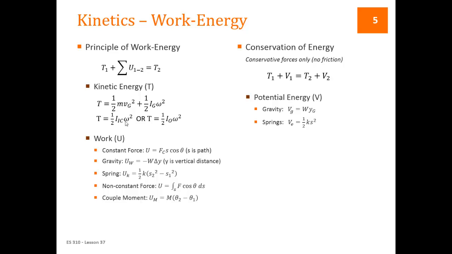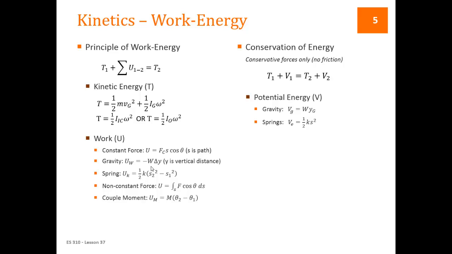The work part of this is given by U. If it's a constant force, it's equal to that constant force times the path that is parallel with that force, or the cosine theta, where theta is the angle between the force and the path. For gravity, which is a common force that does work, we have the weight times the change in y, because gravity always works in the y. The negative sign indicates that gravity is pulling down, whereas typically a position is measured upwards.